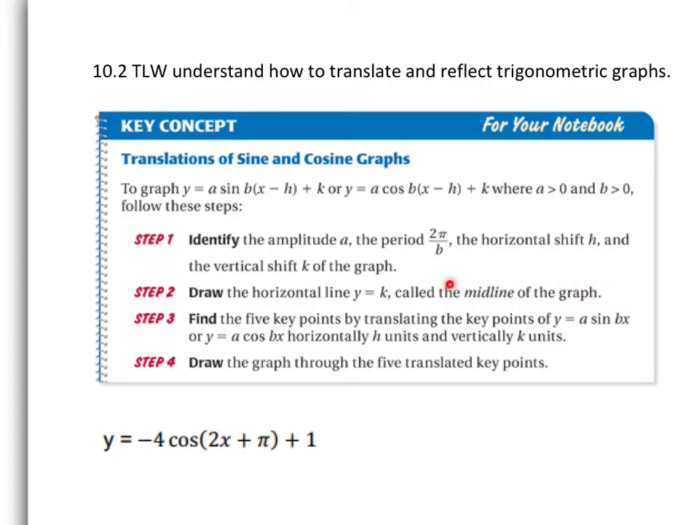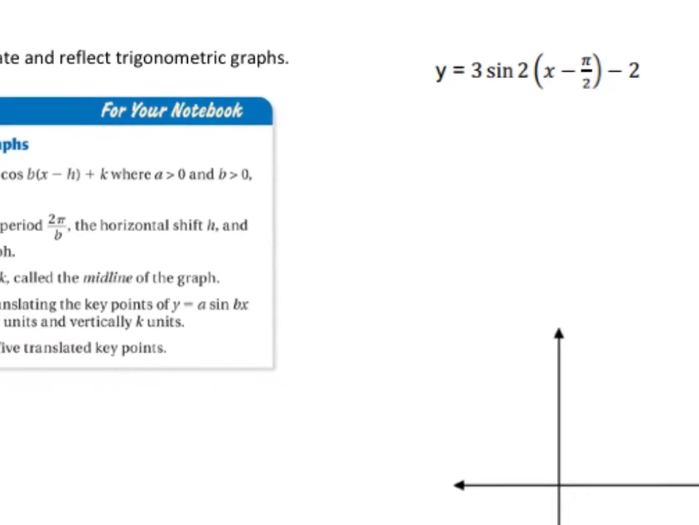Okay? The 5 key points by translating key points y equals a sine bx or y equals a cosine are h units horizontally and vertically k units. So draw the graph. So let's take a look at our first one over here.